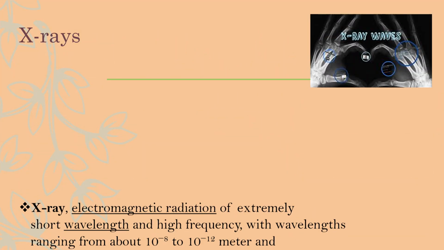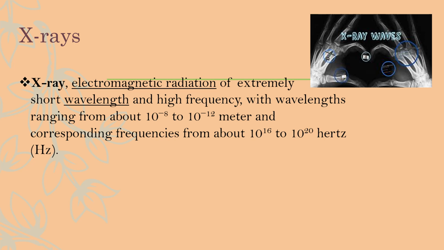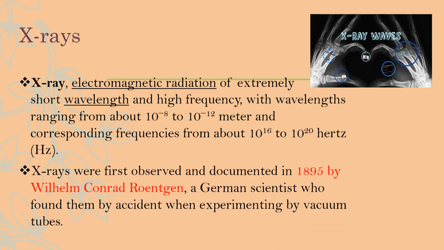X-rays. X-ray is an electromagnetic radiation of extremely short wavelength and high frequency, with wavelengths ranging from about 10 raised to negative 8 to 10 raised to negative 12 meter, and corresponding frequencies from about 10 raised to 16 to 10 raised to 20 Hz. X-rays were first observed and documented in 1895 by Wilhelm Conrad Roentgen, a German scientist who found them by accident when experimenting with vacuum tubes.